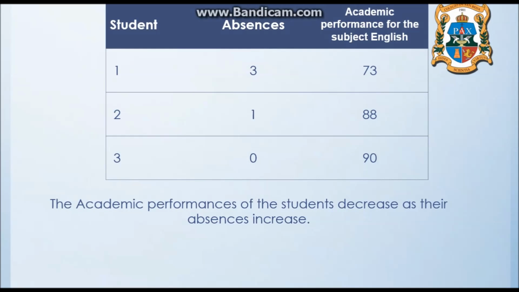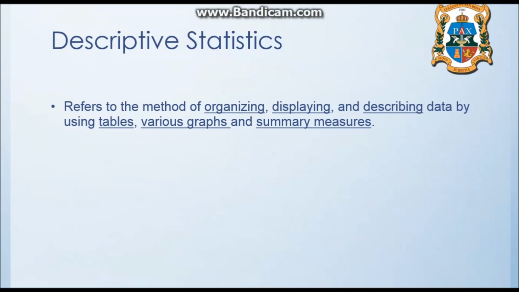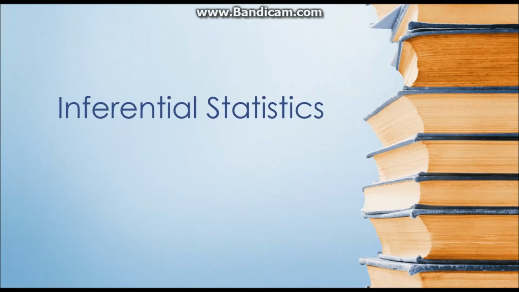Next example is a table presenting the relationship of absences to the academic performance for the subject English. Again, the interpretation mainly described what data there was on the table. So recap, descriptive statistics refers to the method of organizing, displaying, and describing data by using tables, various graphs, and summary measures. Our next discussion is all about inferential statistics.